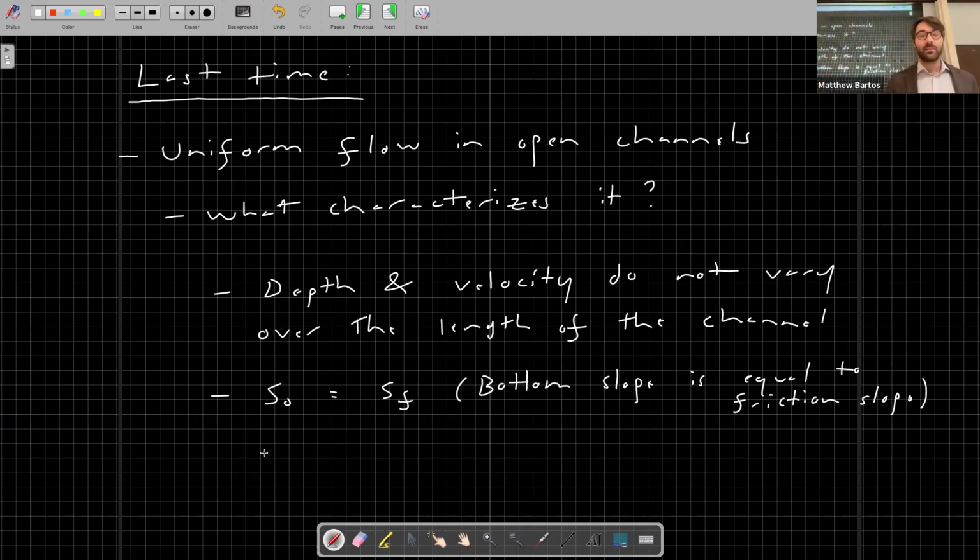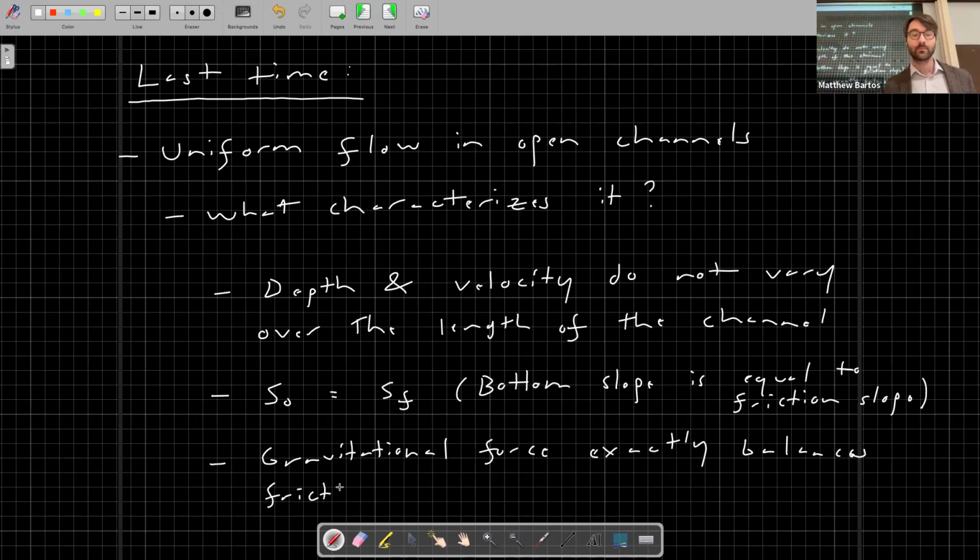And as you mentioned, that is equivalent to saying that the gravitational force is exactly balanced by the frictional force. So for uniform flow, there are only 2 net forces that are non-zero. There's the gravitational force and the frictional force, and those 2 forces balance each other exactly.